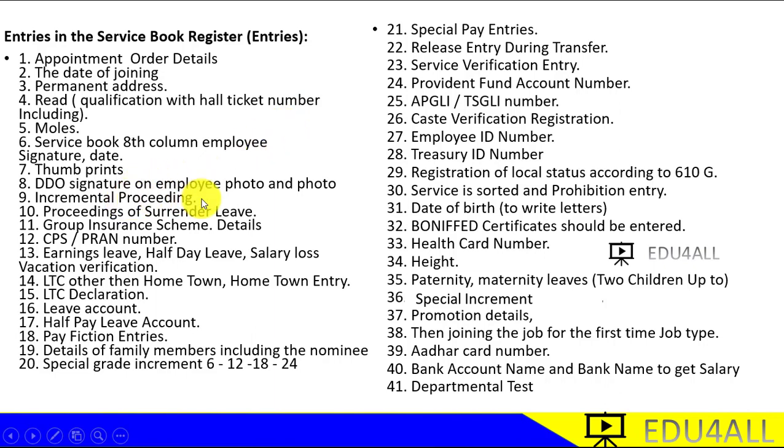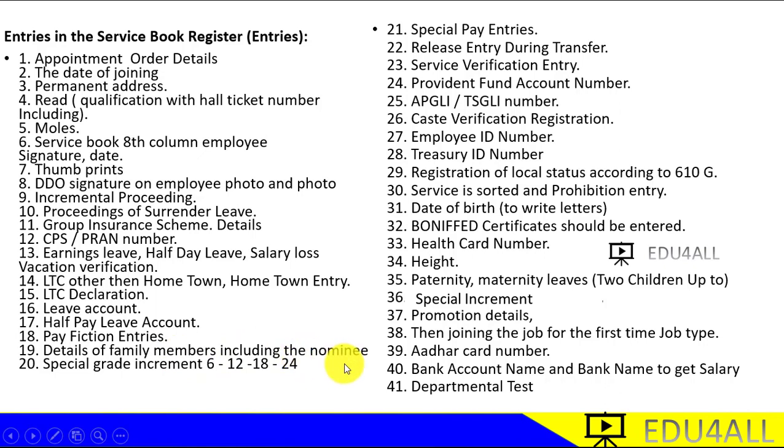Then increment proceedings. Proceedings for surrender leaves. So EL, how much you surrender, like that. Group insurance scheme. CPS or your PRAN number, that means the contributory pension scheme number. Earned leaves, half day leaves, salary losses, vacation verifications. Then LTCs other than hometown. LTC declaration. Leave accounts. Half pay leave accounts, that means leave on private affairs. Pay fixation entries, if you are in 6th pay commission, 7th pay commission, each and every pay commission there is a pay fixation. All this should be entered in your SR.